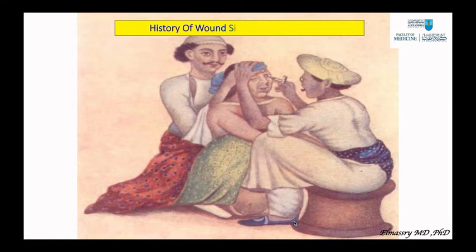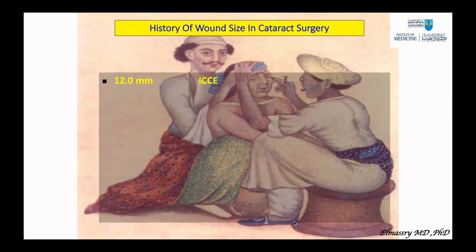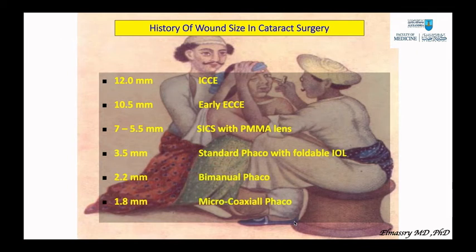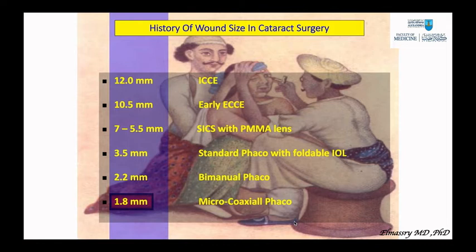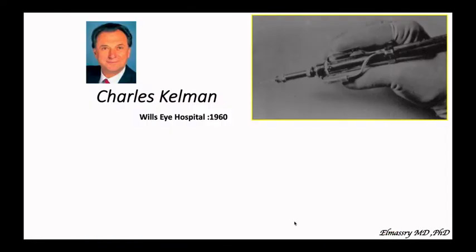All of us are familiar with the history of the wound size in cataract surgery, starting with 12 millimeters in the intracapsular cataract extraction, then 10.5 in the extracapsular, then Sykes with 5.5 millimeters, then the standard phaco with foldable IOL, then the bimanual phaco of 2.2 millimeters, and lastly the microcoaxial phacoemulsification with 1.8 millimeters. Charles Kelman was the first to discover the effect of freezing on the eye, and he invented the cryo machine.